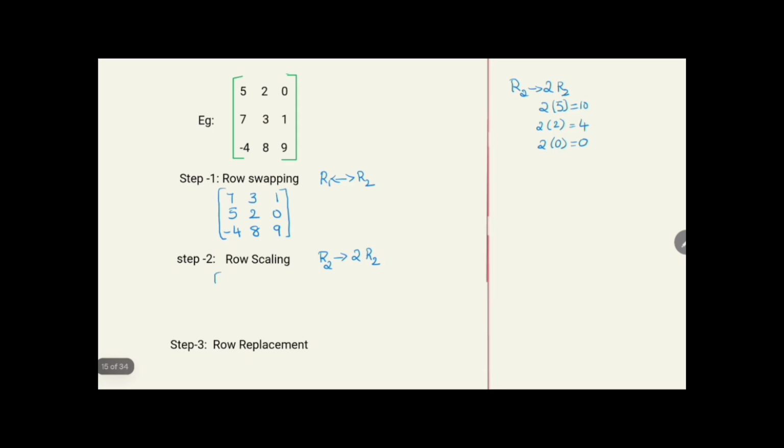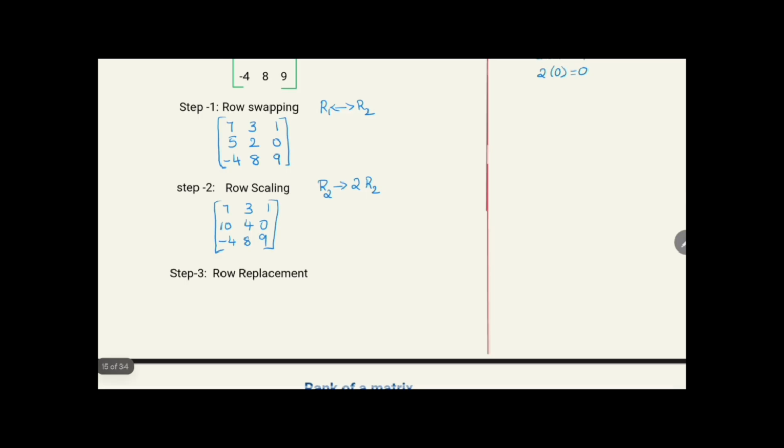Now we are going to write those. The first row and the third row remain the same: 7, 3, 1. There will be a change in the second row elements. That is 10, 4, 0, and the third row is minus 4, 8 and 9. So this is how the matrix looks after the row scaling. And coming to the last step, that is row replacement.